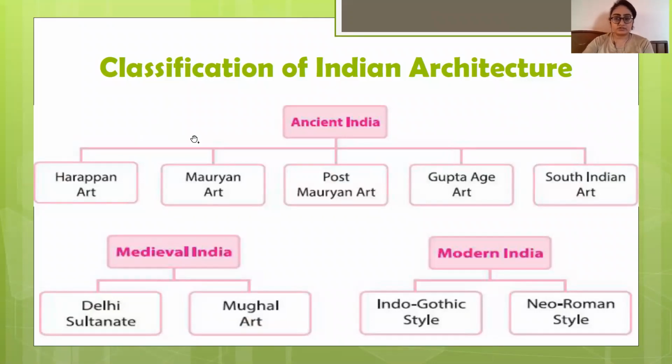Classification of Indian architecture. Our Indian architecture, broadly, is divided into three periods: ancient, medieval, and modern. The ancient period is again classified into five periods: Harappan art, Mauryan art and architecture, post-Mauryan, Gupta age, and South India. Then in medieval, there are two sub-classifications: Delhi Sultanate and Mughal art. And lastly, modern India is further classified into two: Indo-Gothic style and Neo-Roman style.